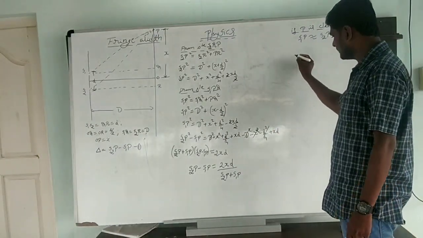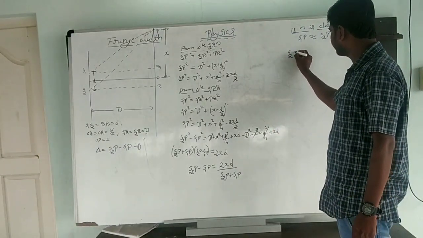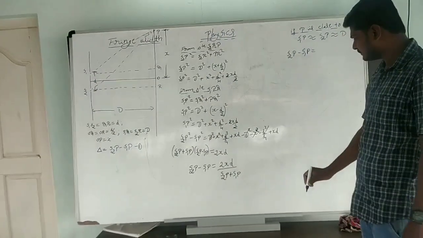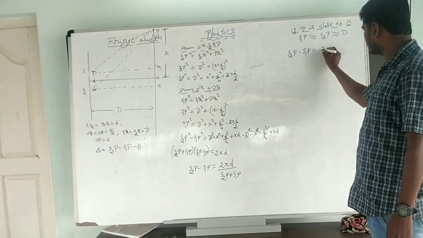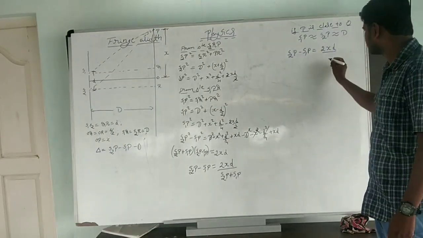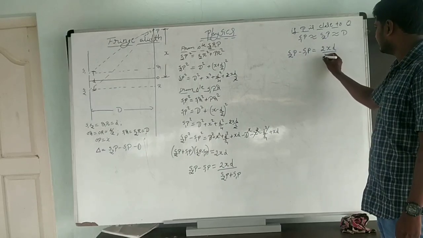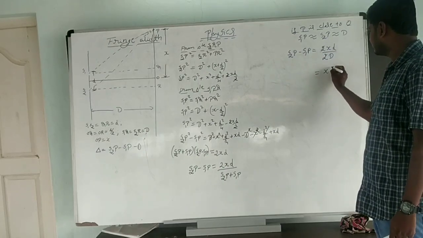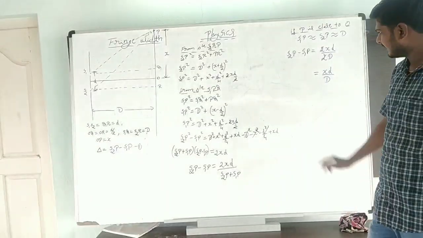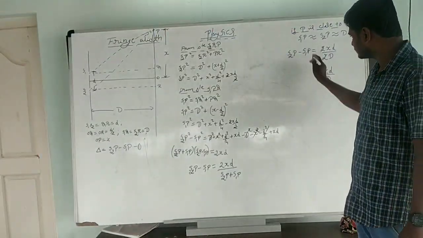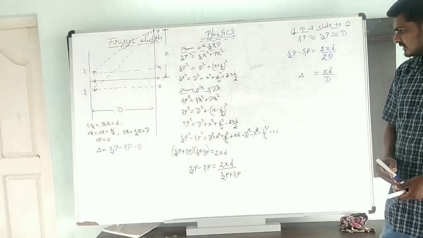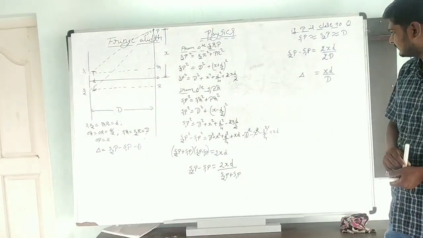The above equation will become S2P minus S1P equal to 2XD divided by D plus D, which means 2D. The Ds cancel, so that will be XD divided by capital D. This is S2P minus S1P, the path difference delta. Clear? This is the path difference delta.